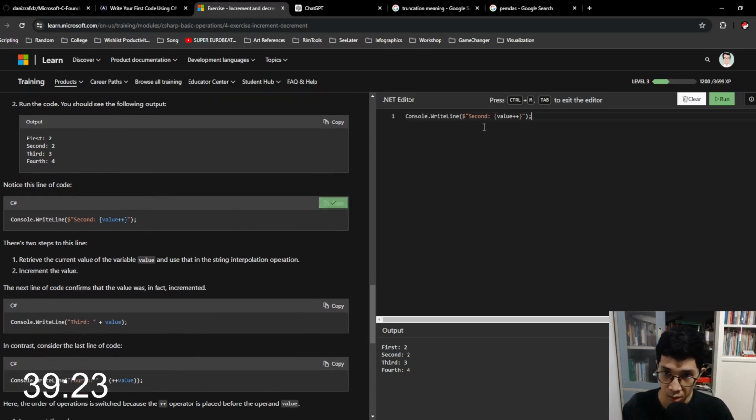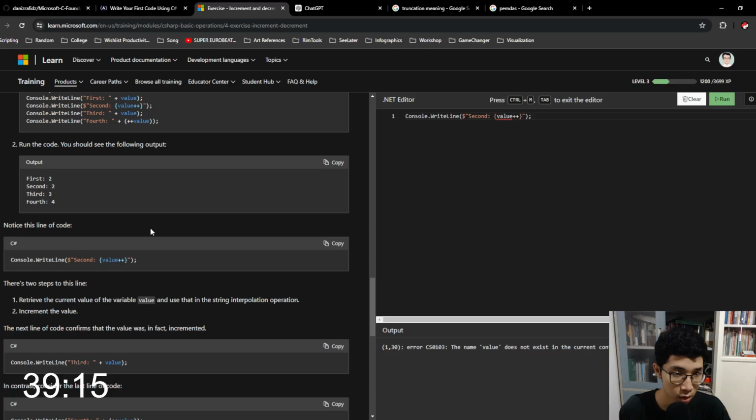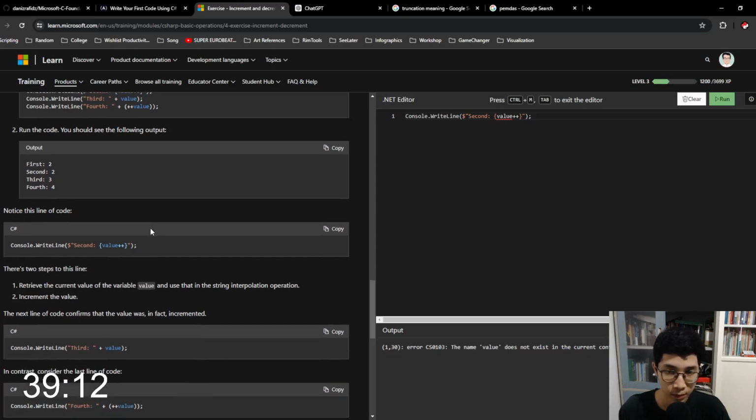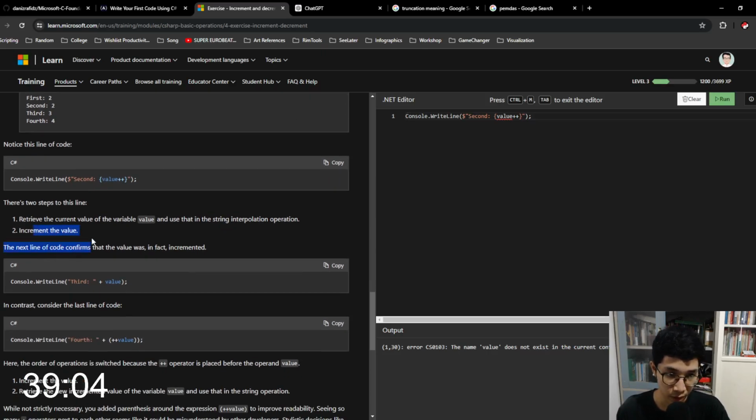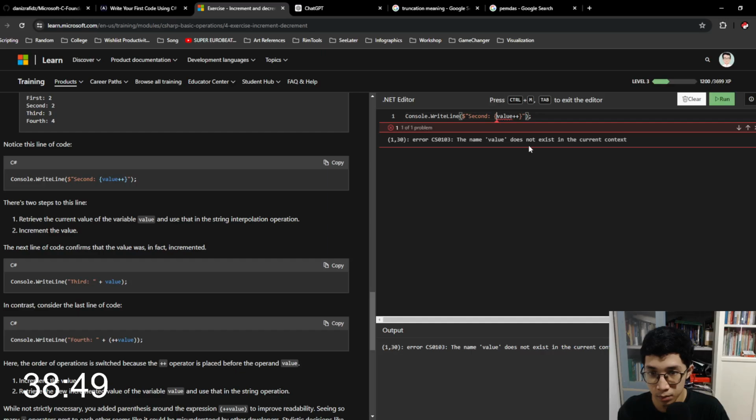Let's copy this, and then what will happen? Oh, I see there. Because we haven't put any variable yet right before the console write line. Okay, increment the value. The next line of code confirms that the value was in fact incremented. Okay, this is an interpolation. Value does not exist. Yes, of course, because I haven't put any value variable yet.